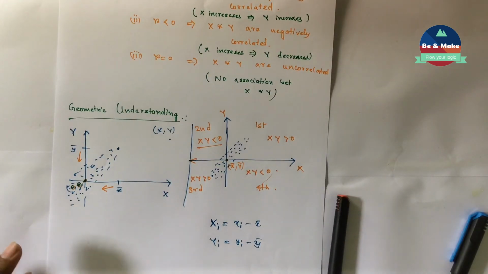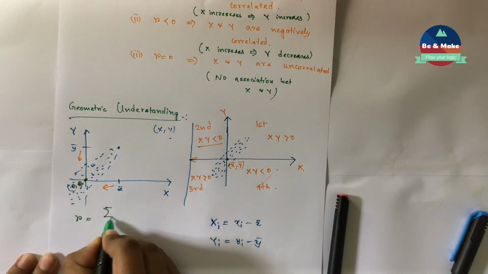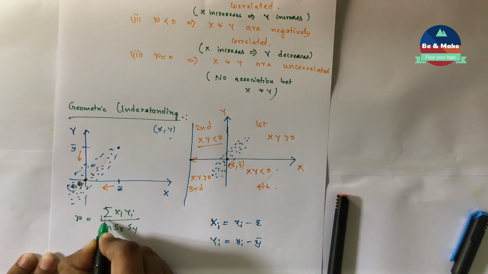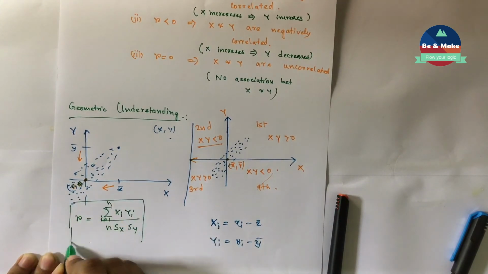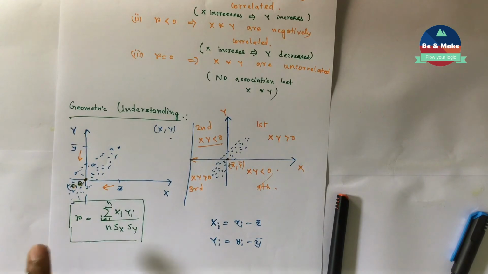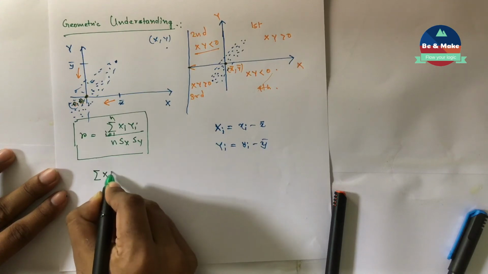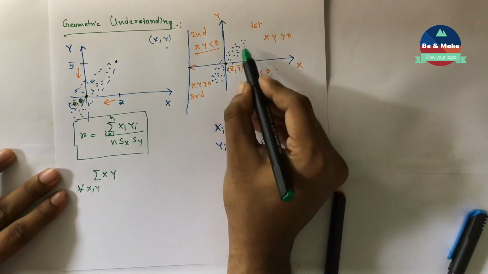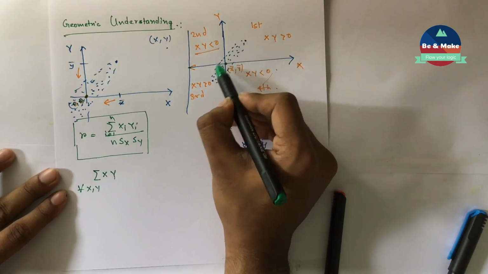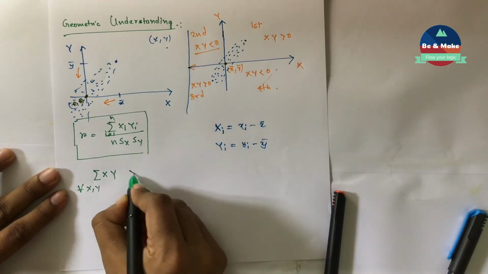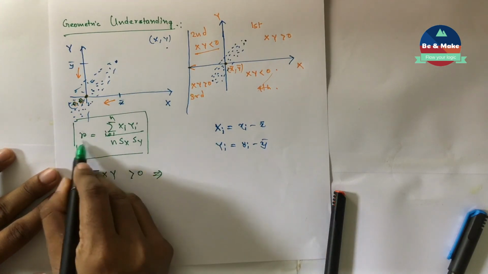Now, I'll remind you of the formula of R. The formula was the summation of xi yi over n sx sy, with i from 1 to n. This is the formula for measuring R, the correlation coefficient. Now we will calculate the summation of xy, that is, multiply x into y for all those points and sum over all of them. If this summation is greater than 0, of course that implies R is greater than 0.